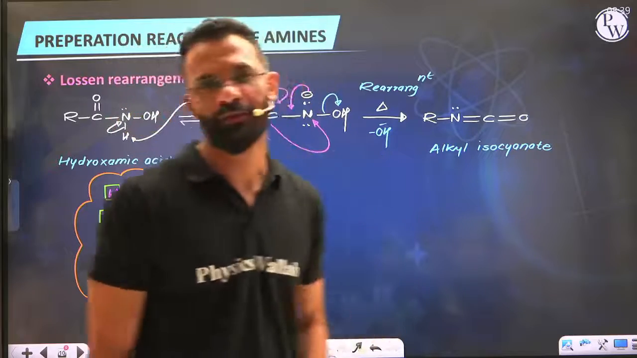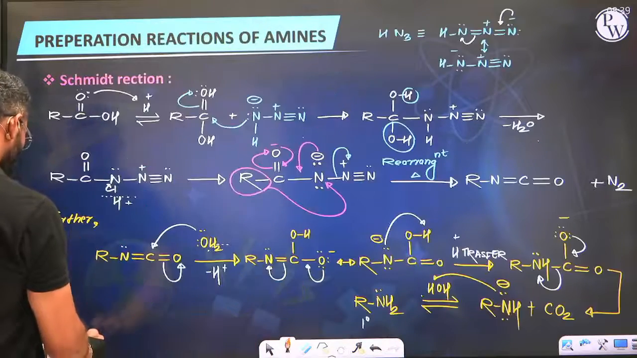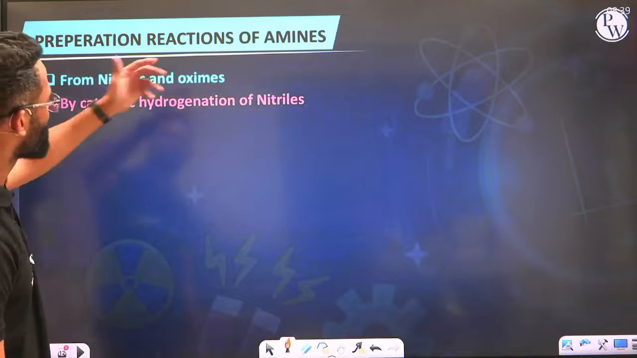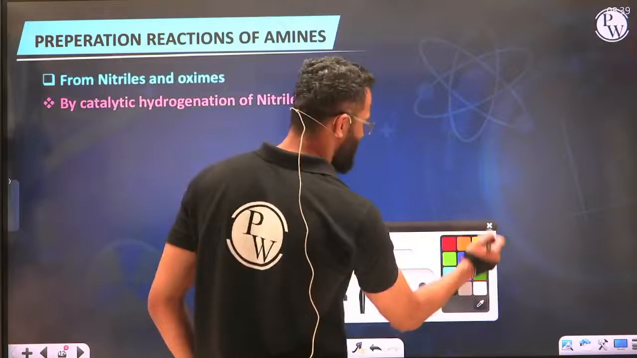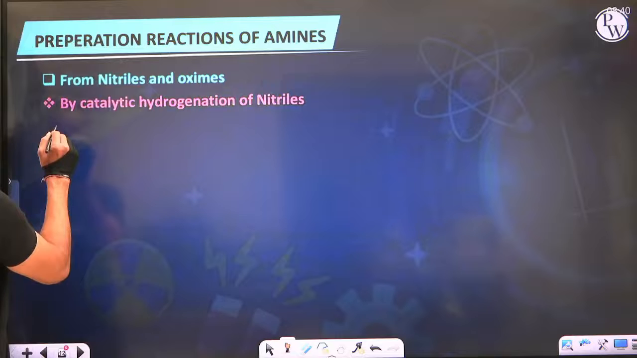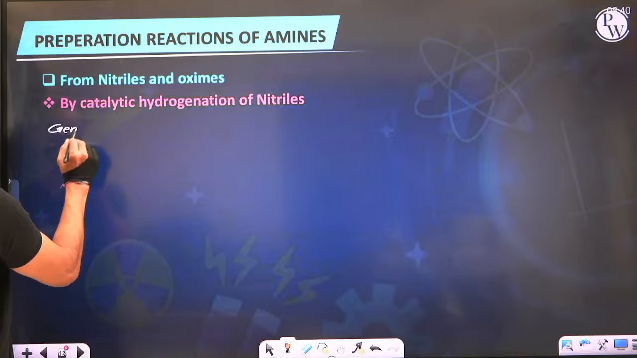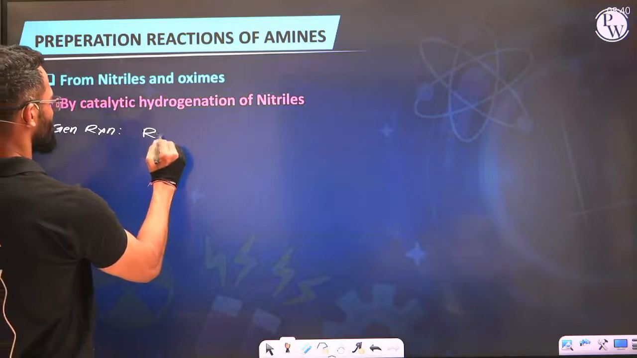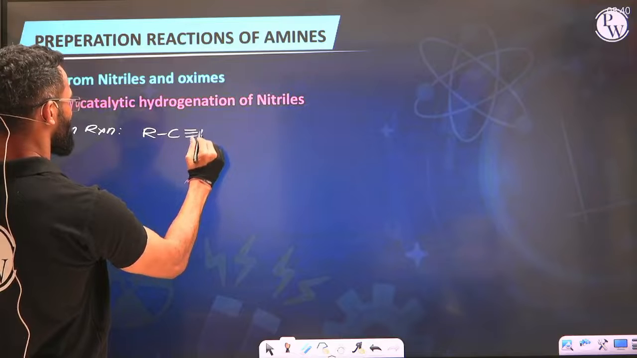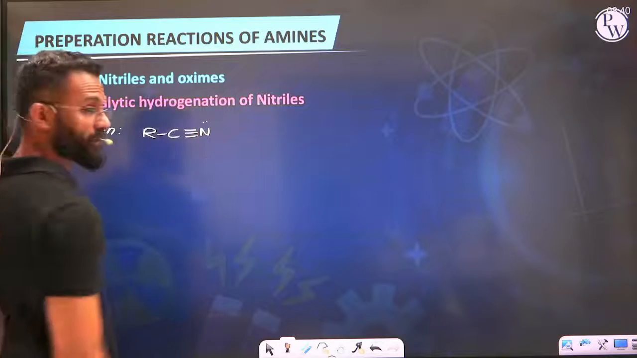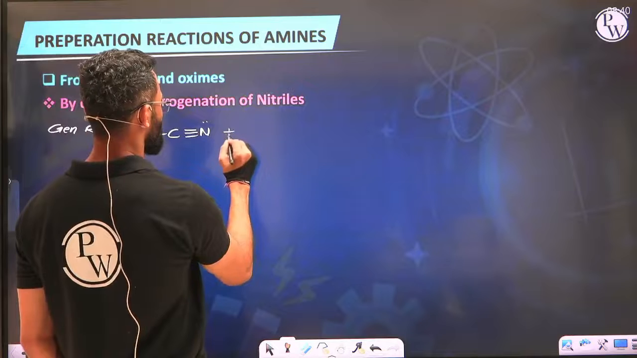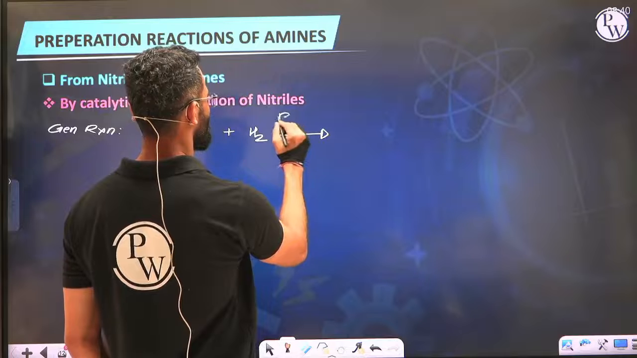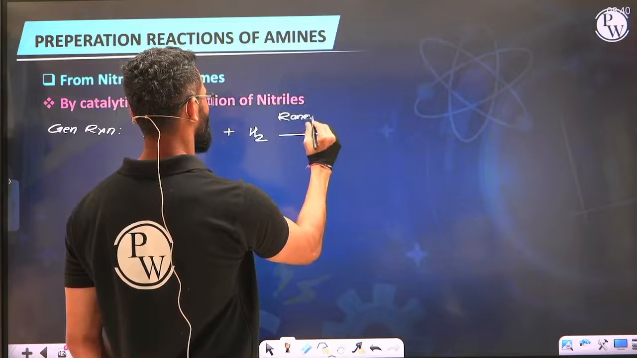Now we'll be talking about preparation of amines from nitriles and oxime, one of the simpler reactions. So from nitrile you can prepare corresponding amines by simple catalytic reduction reactions. So as to put a general reaction, everyone, let's say we have got nitriles. Okay, and imagine if you just pass hydrogen gas in presence of metal catalyst, Raney nickel.